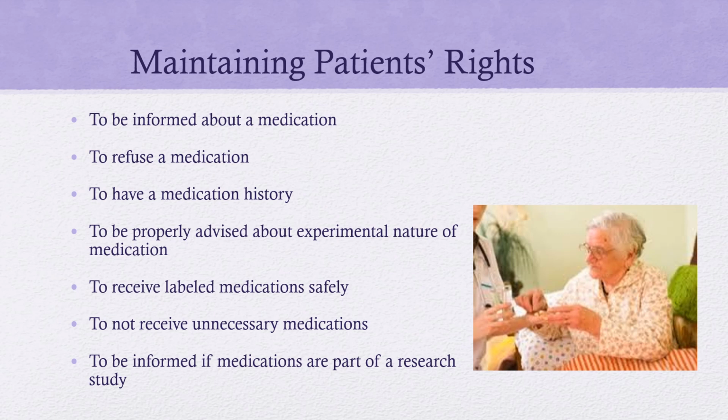They have the right to have a medication history. So ask them about all the medications they're taking at home and what they're taking in the hospital. We can medication reconcile all of those. When they're admitted, write down all of the medications and then verify the orders. We need to make sure there isn't any drug-to-drug interactions. They have the right to be properly advised about experimental nature of medications.